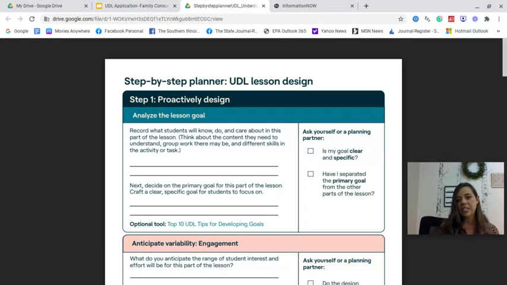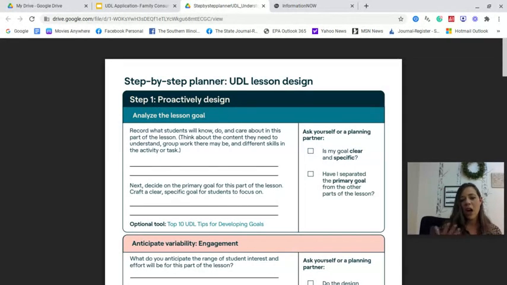So we need to take a look at Foods 1, section 1, and analyze what's that big goal. Is my goal specific and clear? Have I separated my primary goal from the other parts of the lesson? So deciding upon the primary goal is crafting a clear and very specific goal that you want the students to achieve. Then you want to anticipate some variability.